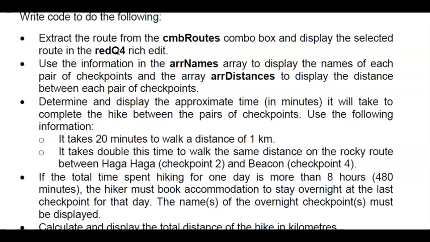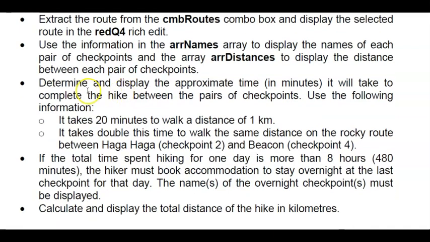Use the information in array names to display the name of each pair of checkpoints, because you're going from one point to the next, so you need to display both. And the array distances to display the distance between these checkpoints. That's you're going to read from your 2D array. Then they ask you, determine and display the approximate time in minutes it will take to complete the hike.